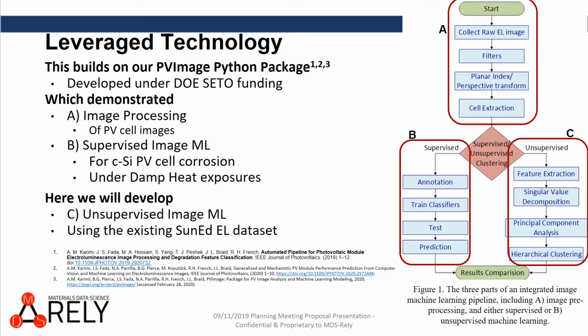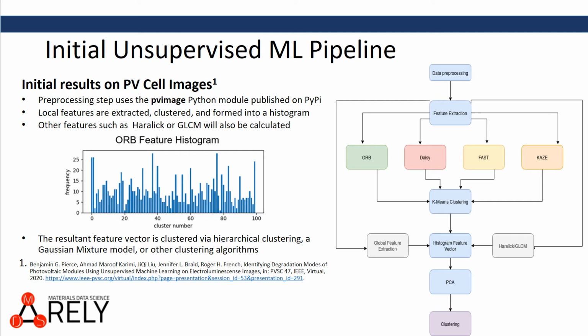And the other type is the unsupervised machine learning over here, and that's the one that's very attractive because it can just be applied to images without having the human time of supervision. We've gotten some initial results from Ben Pierce's presentation that he did this past summer at a PV conference.